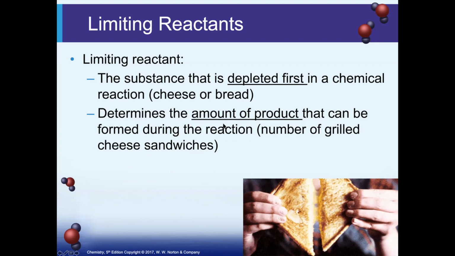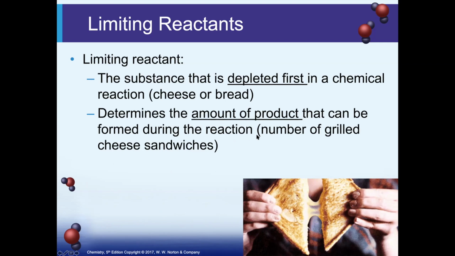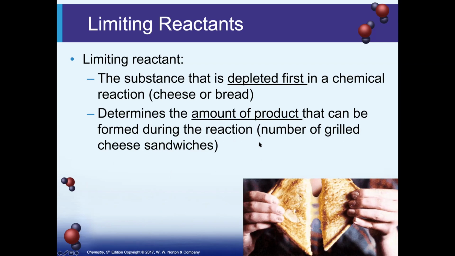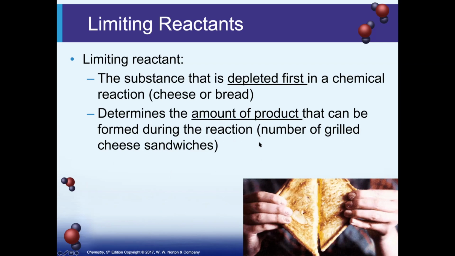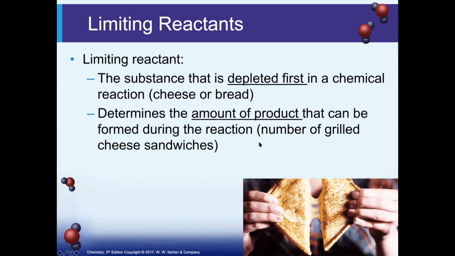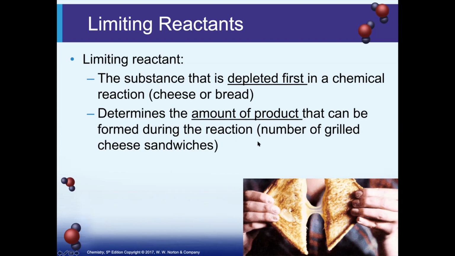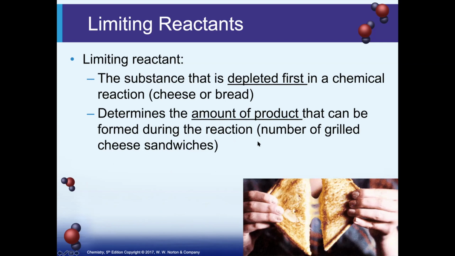And the big deal with the limiting reactant is that it determines the amount of product that can be formed. In the case of the activity, the number of grilled cheese sandwiches. So it will determine what's known as the theoretical yield. Theoretically, how much product could you produce if you started with that amount of each reactant?